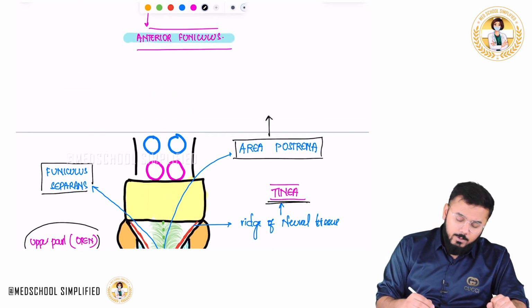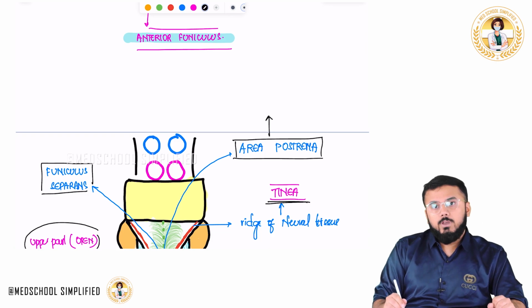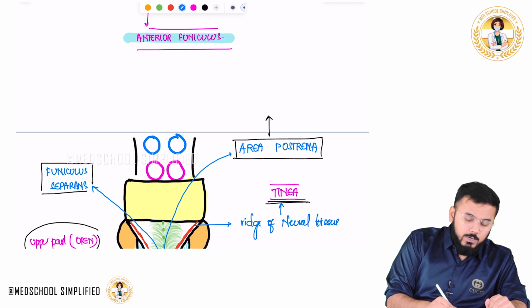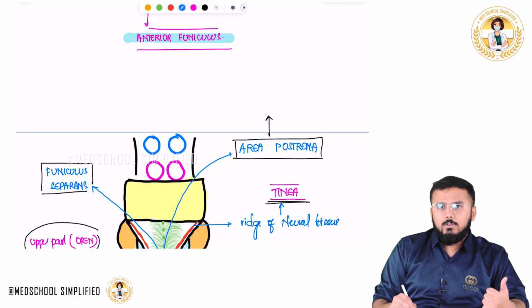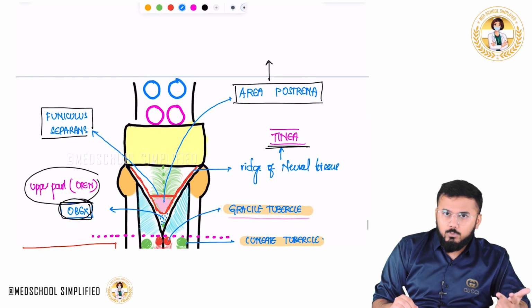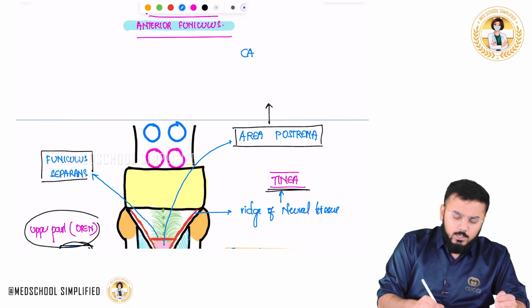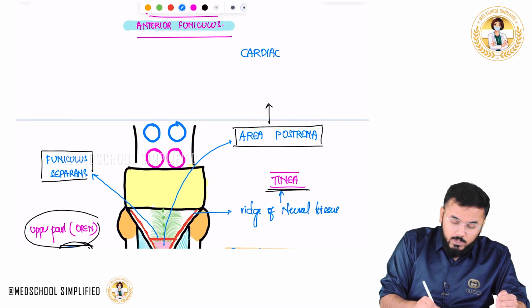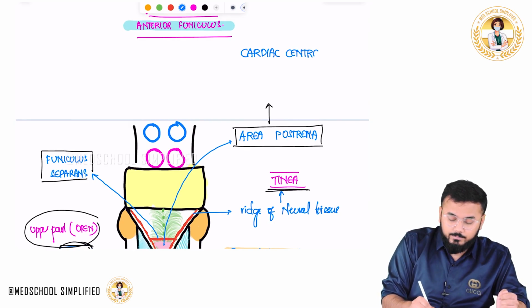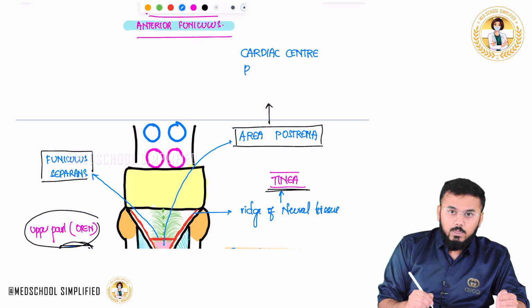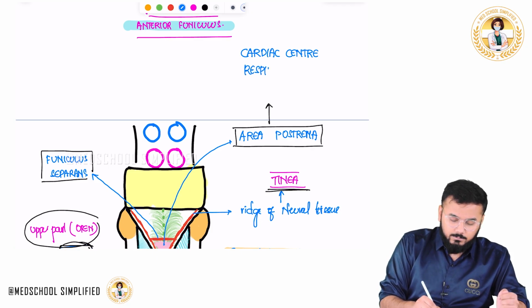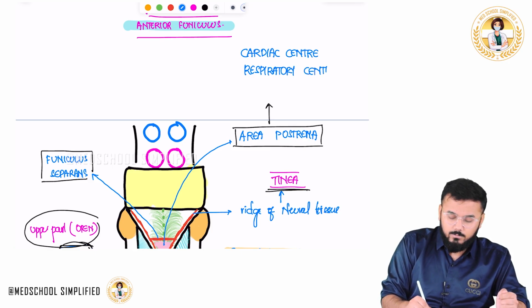Now what is this area postrema? Area postrema is a very, very important thing. Why is it very important? Because your cardiac center, your respiratory center, and your vasomotor center, all these three areas are located in this area postrema. Your cardiac center is located here, your respiratory center is located, and your vasomotor center is also located.